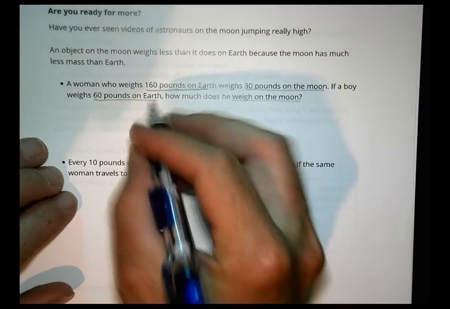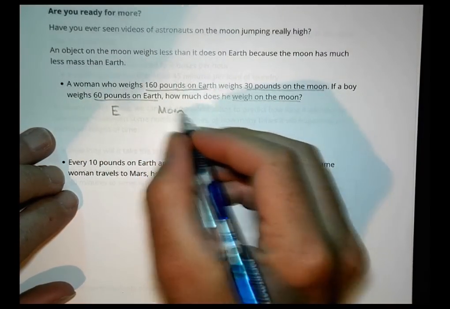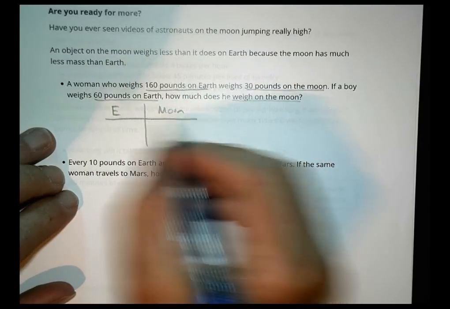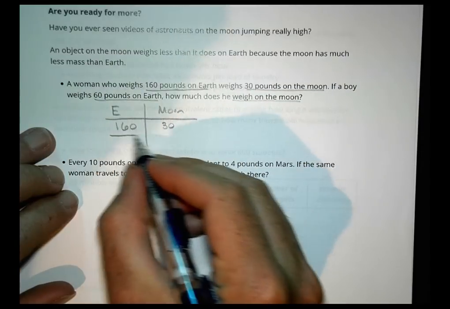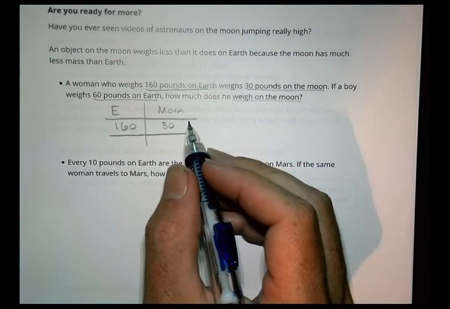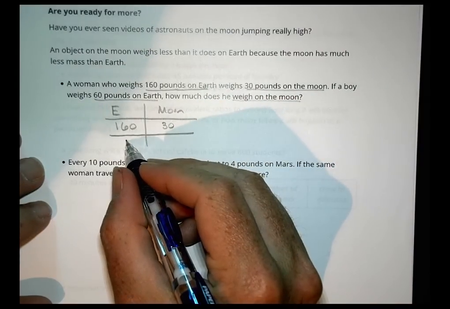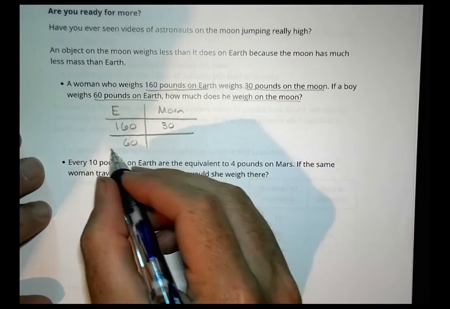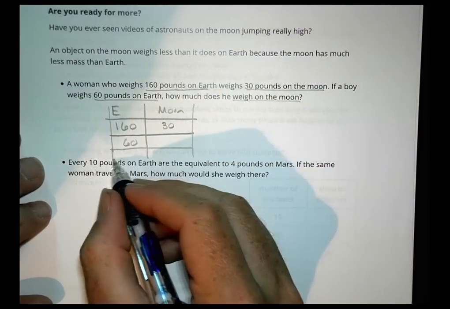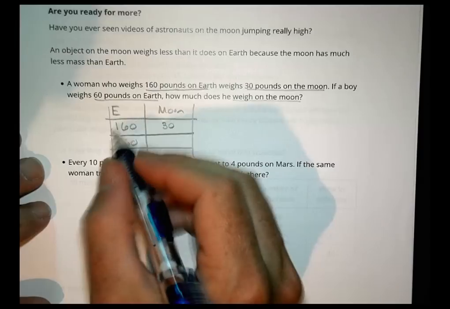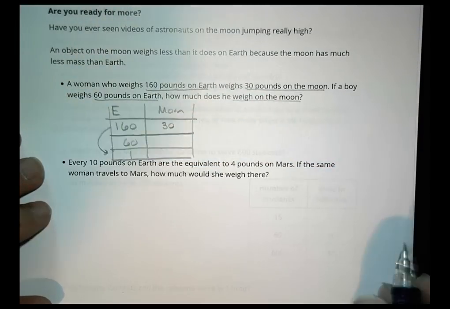So we have some different rates here basically. We have our Earth weight and we have our moon rate. And we know that for the woman, she was at 160 here and 30 on the moon. So that becomes what we're going to use. That becomes our ratio we're going to utilize to figure out how about this boy. Okay, this boy we know is going to be 60 on the Earth, and we want to find out how much he weighs on the moon. That's our goal. So to do that, a couple ways of doing this, but the easiest way is let's find what our Earth weight's going to be for just simply 1 pound. And that's where we should start.